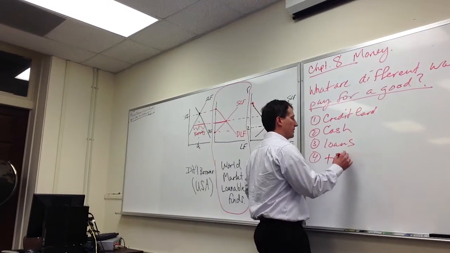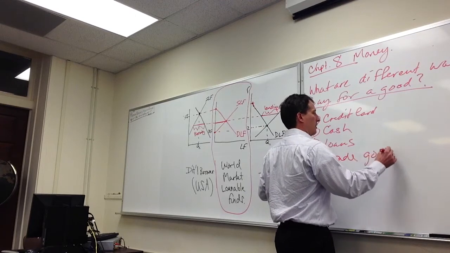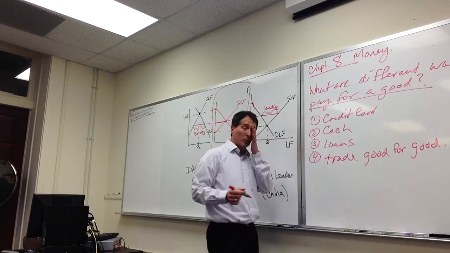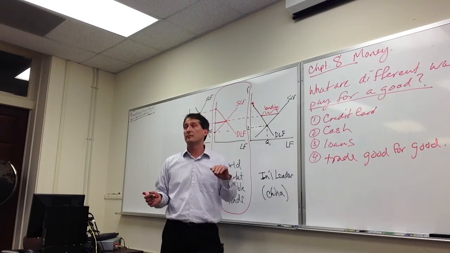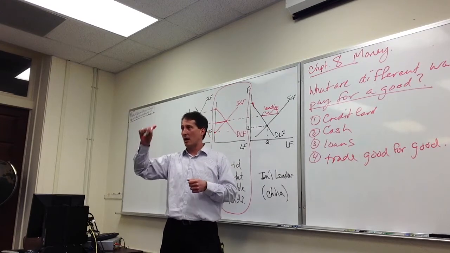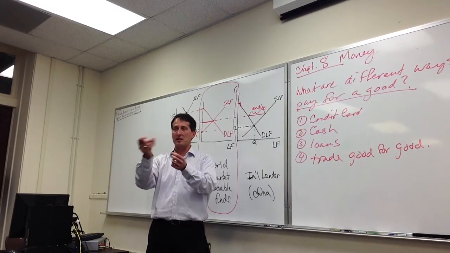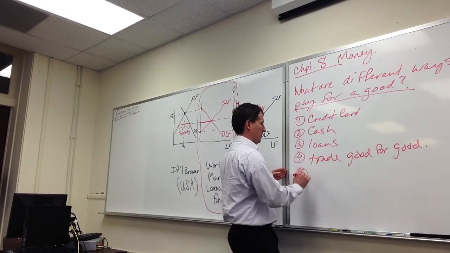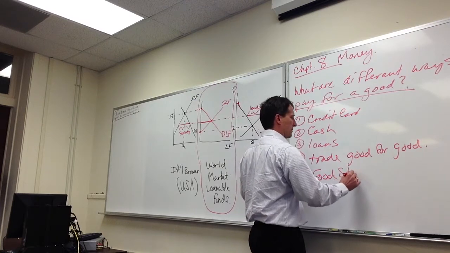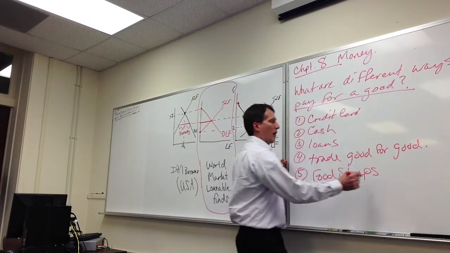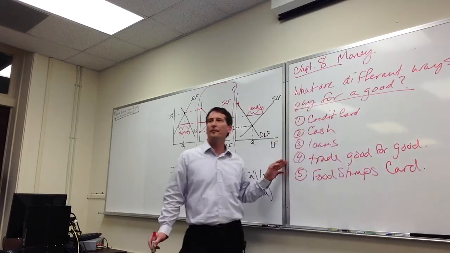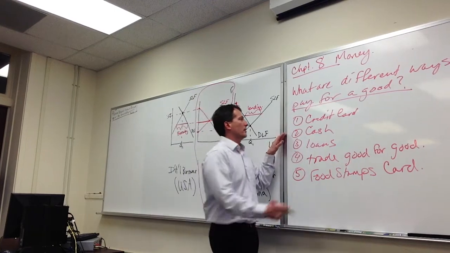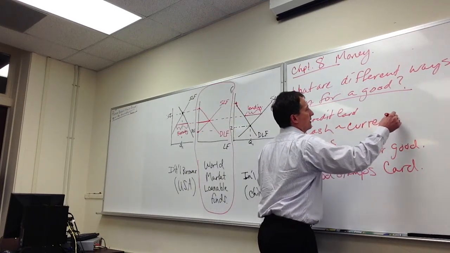Trading, okay, trade, good for good. Government aid, how is that working when you go to Walmart? Food stamps, right? So they give you a card now. There used to literally be kind of stamps, little coupons that they'd use. So they pretty much have a card. So, food stamps card. Okay, what else? Check. Cash was currency, a check. Good.